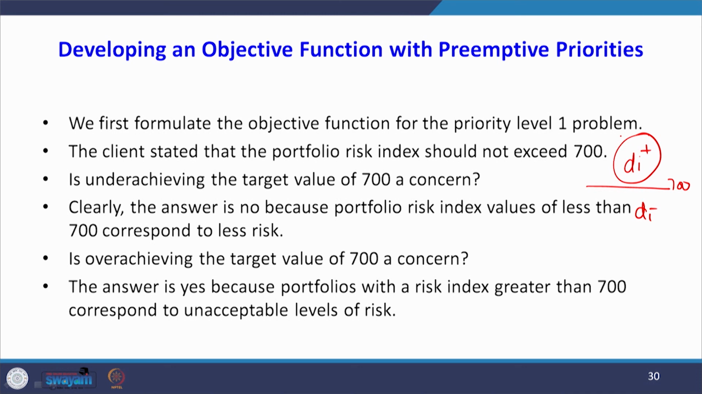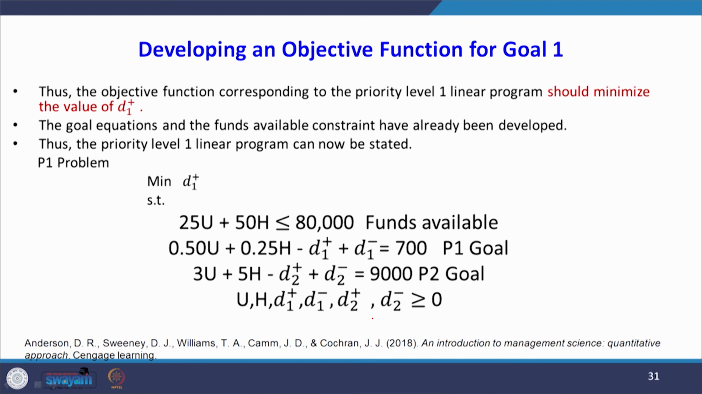Now, I will come back to the point. Is underachieving the target value of 700 a concern? Clearly, the answer is no, because a portfolio risk index value of less than 700 corresponds to less risk. Is overachieving the target value of 700 a concern? The answer is yes, because portfolios with an index greater than 700 correspond to an unacceptable level of risk. So, which is more serious? D1 plus is serious. If we exceed 700, that is more serious. Thus, the objective function for the priority level 1 linear program should minimize D1 plus, because we cannot exceed 700.